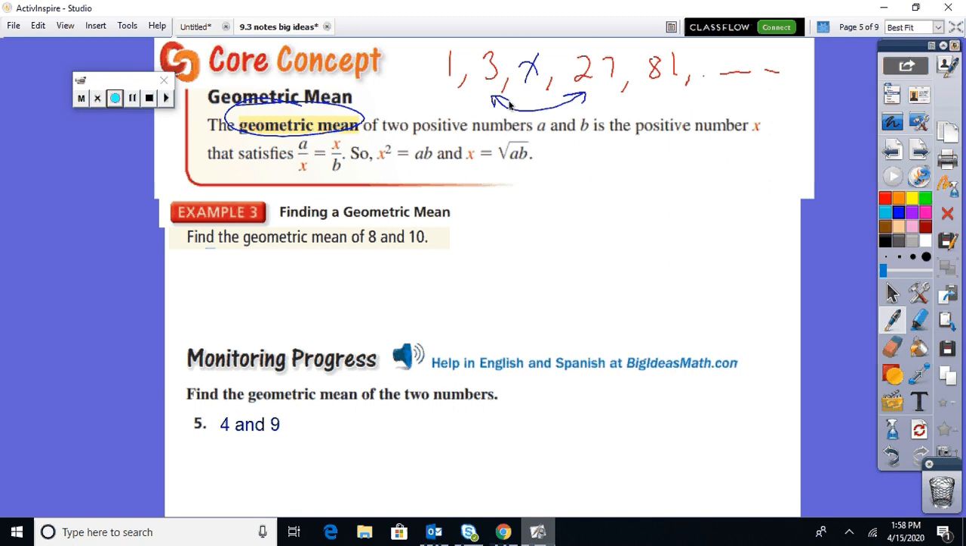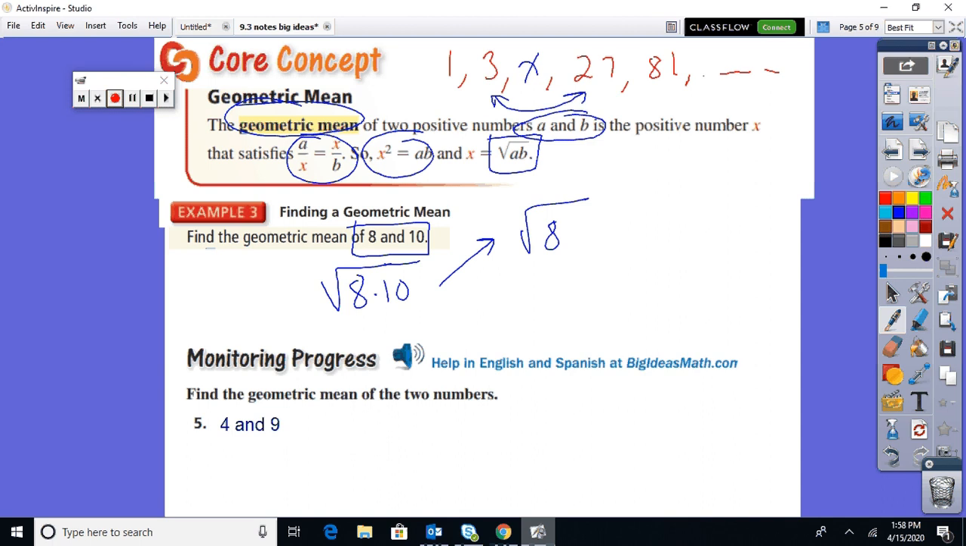So for instance, in the book, they tell us that if we want to know the geometric mean of two positive numbers, a and b, then we multiply a and b together and then take the square root. So you don't have to do all this every time. Like for instance, in example 3, if I see, what's the geometric mean between 8 and 10, then I know I can go straight to the square root of the two numbers multiplied together. All right. And then of course I can simplify that.